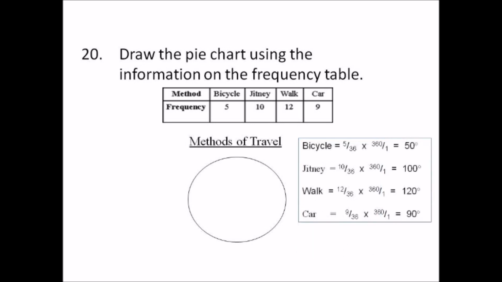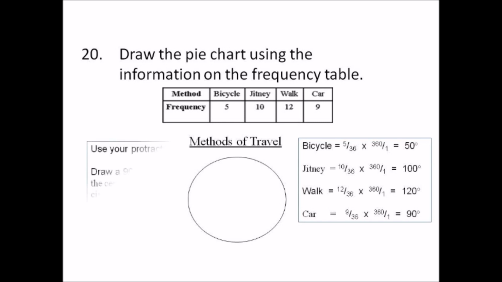So bicycle, 5 over 36 times 360, you get 50. Do jitney the same way, 10 over 36 times 360. Walk, 12 over 36 times 360. Car, 9 over 36 times 360. So that's where you got the 50 degrees, 100 degrees, 120 degrees, and 90 degrees from. Now once you do that, use your common sense and look at the number of degrees and see which one is the easiest to calculate first. And I would start with the 90.